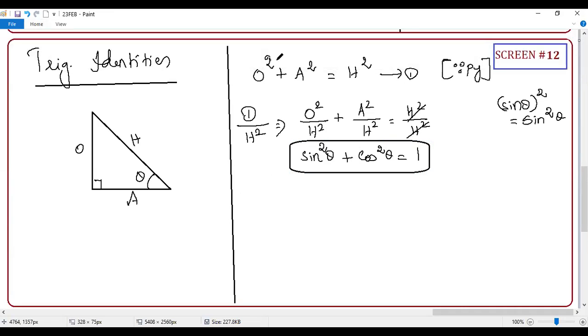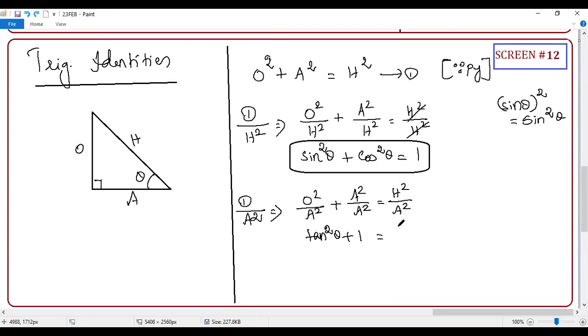Now guys, I am going to make this term 1. What is that? This one. If I want to make this 1, what do I have to divide by? A square. Are you ready? So 1 upon a square. What will you get? O square by a square plus a square by a square. Anyone can tell me the answer quickly. O by a is what? Opposite by adjacent is what? Tan square theta, sir. Tan square theta. Excellent. Adjacent by adjacent will get cancelled, so you'll get 1.